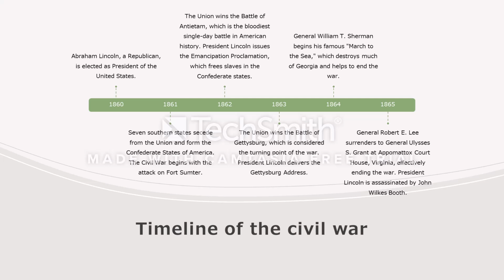In 63, the Union wins the Battle of Gettysburg. Gettysburg, Pennsylvania, brings back memories. The turning point of the war, and President Lincoln delivers the Gettysburg Address. All right, and then in 64, General T. Sherman begins his famous march to the sea and destroys Georgia completely. And then in 65, General Robert E. Lee surrenders to General Ulysses Grant at the Court House in Virginia, effectively ending the war. Very interesting, right?